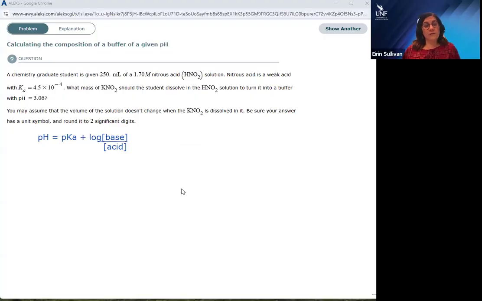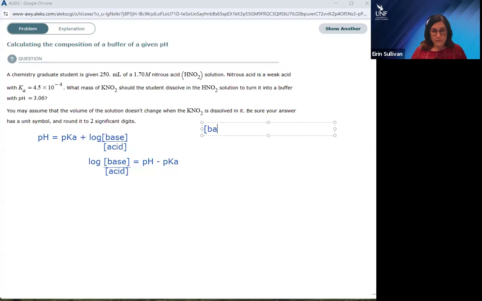So essentially what we're going to have to do is rearrange and solve the Henderson-Hasselbalch equation to find an unknown concentration of base. So we can rearrange that. Let's have log of the concentration of our base over the concentration of our acid on one side, and then that is going to be equal to pH minus pKa. We don't have pKa, but we have Ka, so we're going to be able to calculate that pretty straightforward. And then if we do 10 to the power of each side to get rid of the log, we're going to end up with concentration of base over concentration of acid is equal to 10 to the power of pH minus pKa.